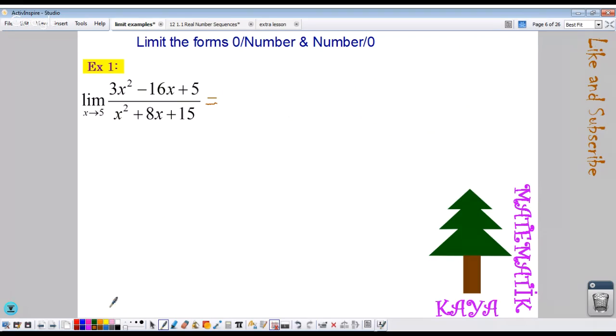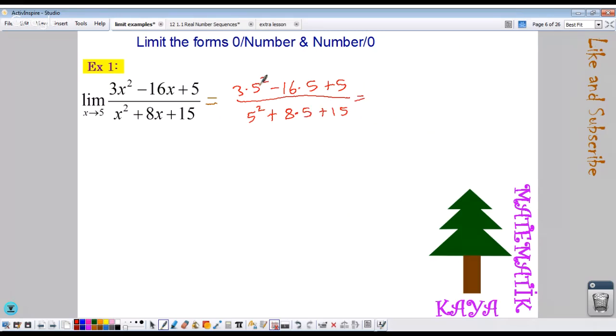As I have taught in every limit question, firstly we should check what happens when you replace 5 instead of x. It will become 3 times 5 squared minus 16 times 5 plus 5 over 5 squared plus 8 times 5 plus 15.